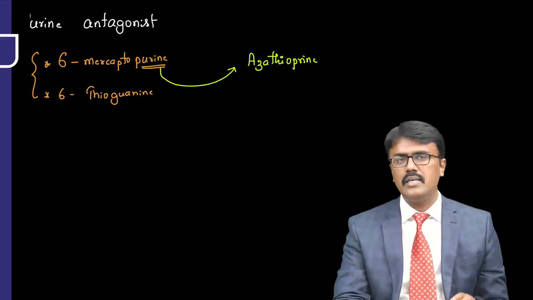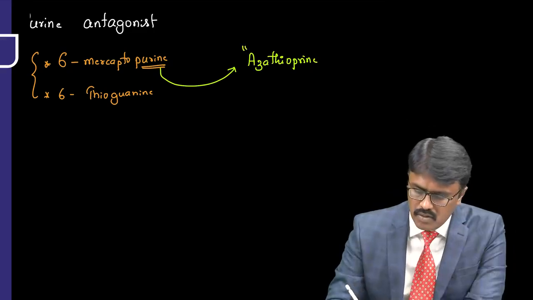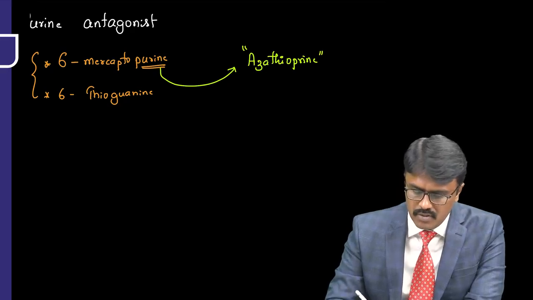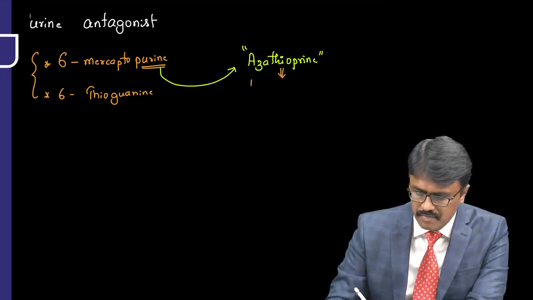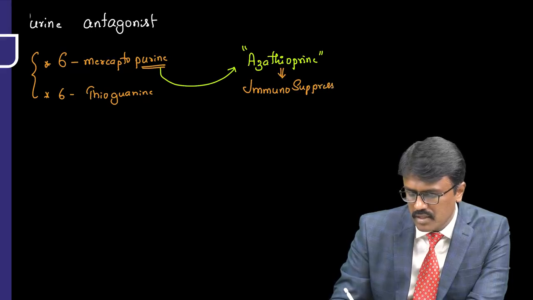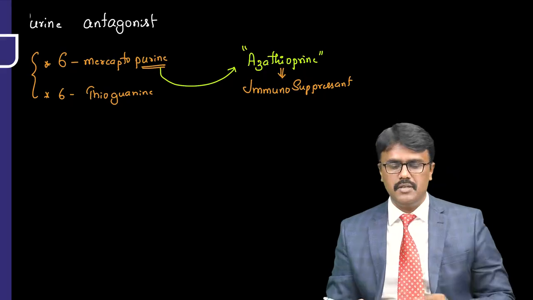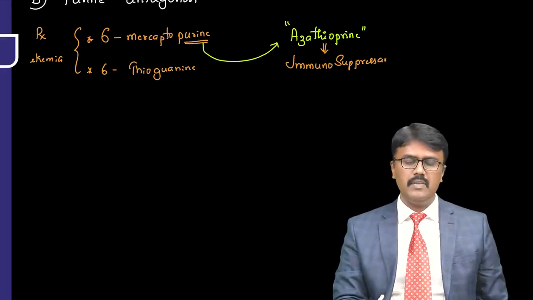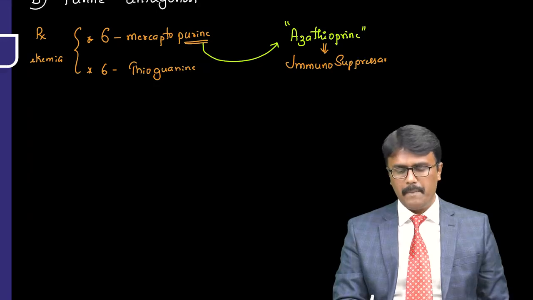Azathioprine is not used as an anti-cancer drug. It is used as an immunosuppressant drug, which we will discuss in the next video. So there are two drugs, 6-mercaptopurine and 6-thioguanine.